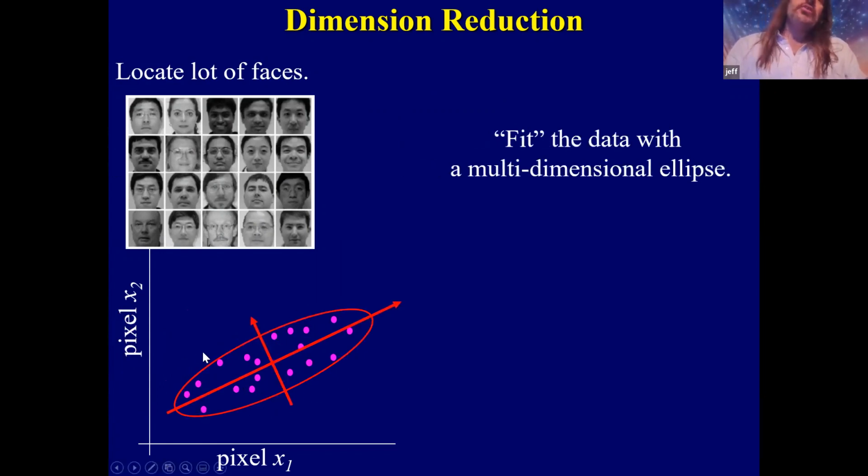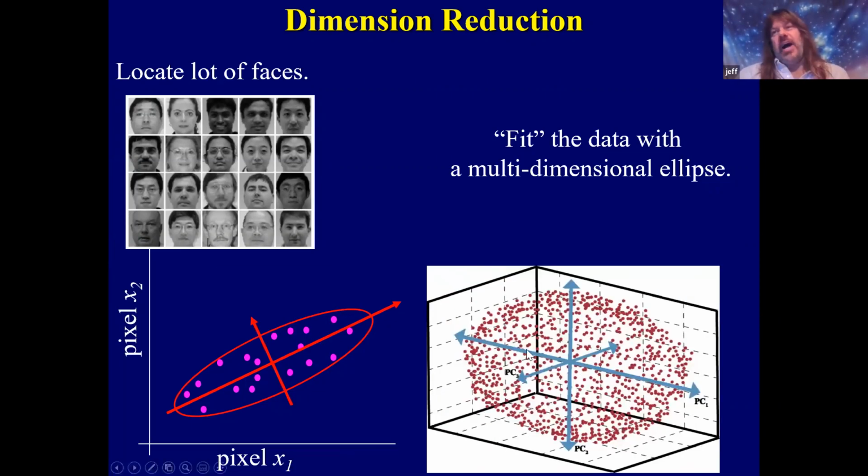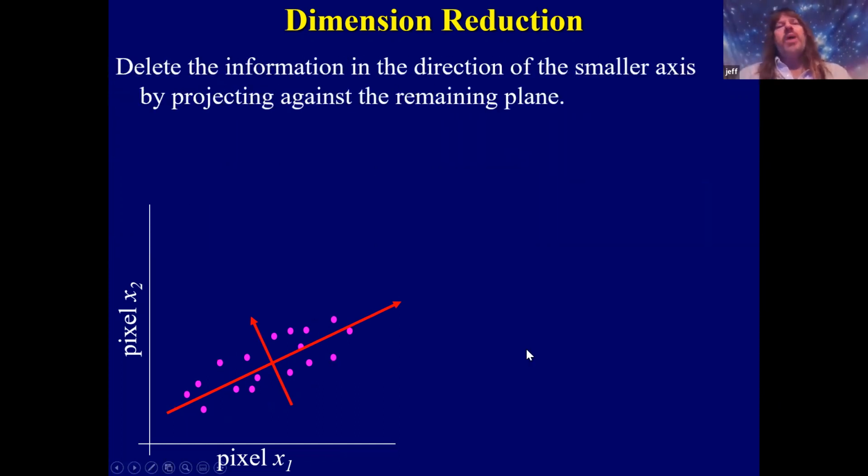So the way we're going to do it is we're going to try to fit the points inside a high dimensional ellipse like this. And here's another picture of a high dimensional ellipse. Once we've done that, an ellipse has various axes. This axis is the long, more important axis, and then it has smaller axes. And so what we can do is project all the points down onto the most significant axes.